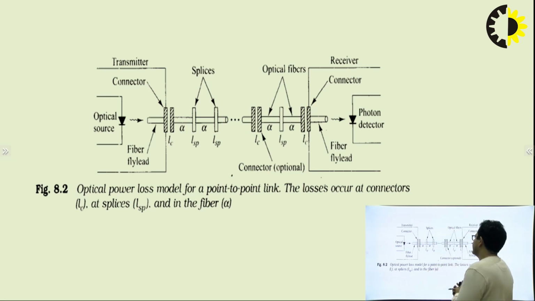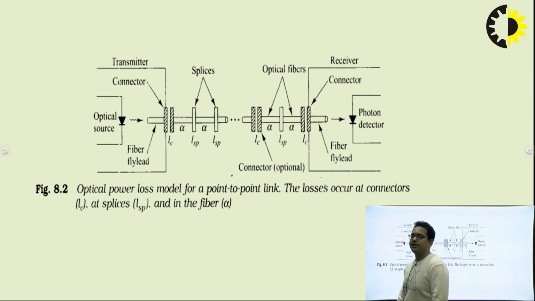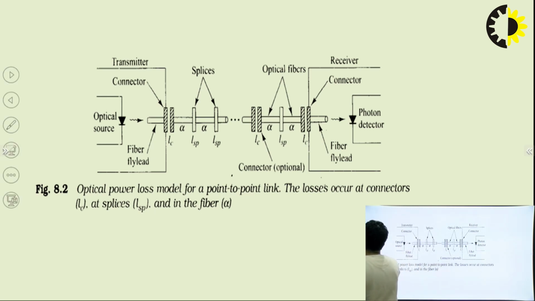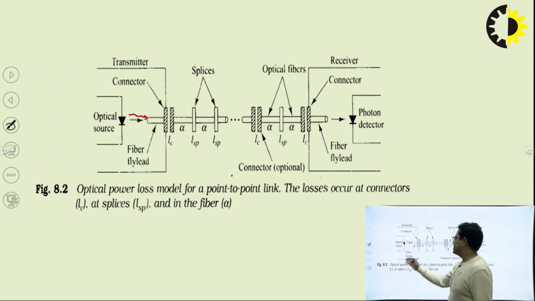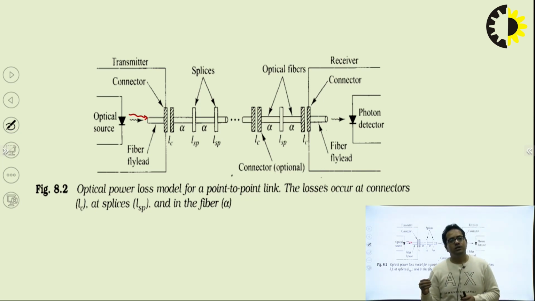In this, we are seeing that we have a transmitter and a receiver, and between transmitter and receiver there are various fibers, connectors, and splices, right? Whenever light is emitted from the laser source, it is coupled inside the fiber and moves inside the fiber. Now this is a fiber fly lead. What is a fiber fly lead? If we want to connect the optical signal into the fiber, we need a fiber fly lead, right?